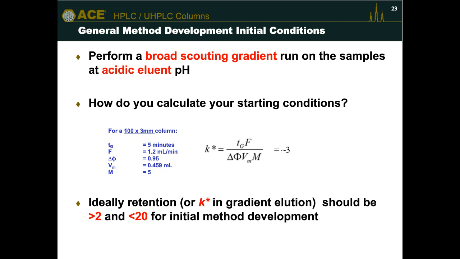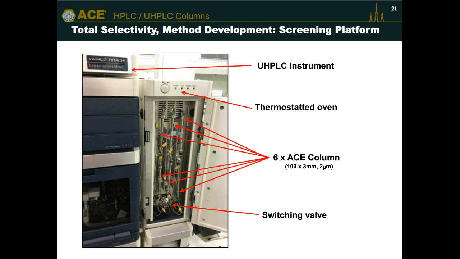Someone else asks about the columns. What are the typical particle sizes of the 6 types of columns that you used for the scouting runs? So the standard platform that we use is 2 micron. So this one that I showed here, you can see on the slide there, it says 6 times ACE column, 100 by 3 millimeter, 2 micron. That's our standard screening system that we use. We use that for all of our initial method development work, and then we make our decisions based on the data that we get from those first 6 screens.